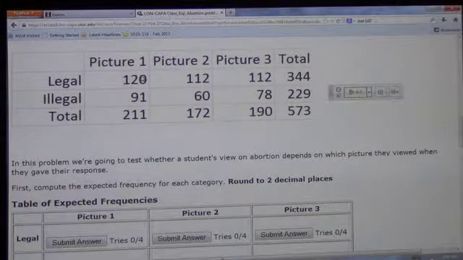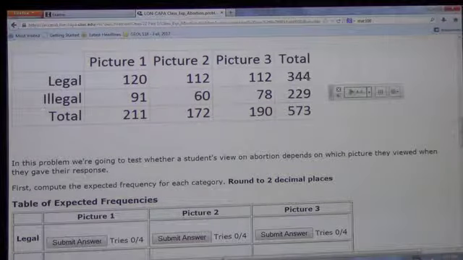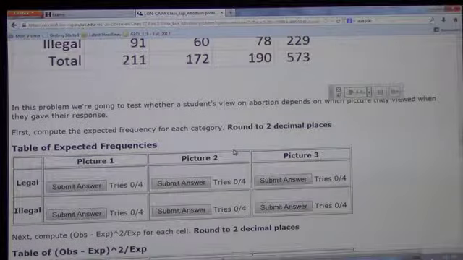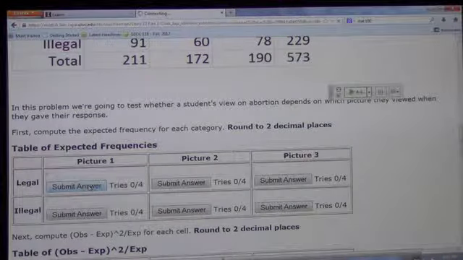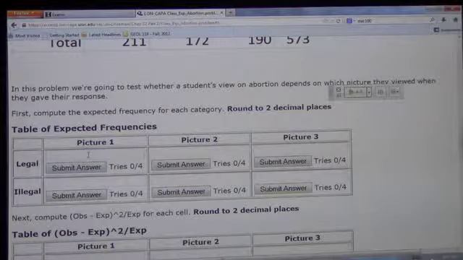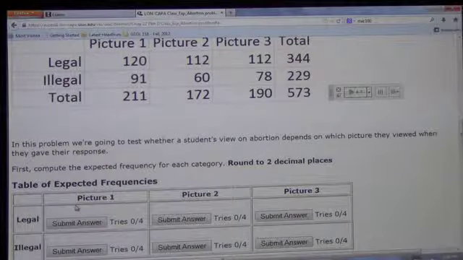We'd take what? 344 times 211 divided by 573? Okay, tell me what that is. Somebody has a calculator so I can see if that's right. For the expected.